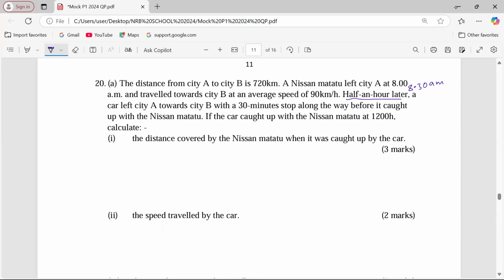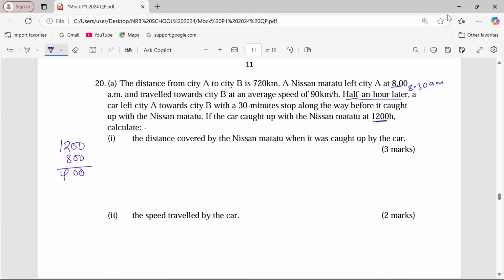If the car caught up with the Nissan Matatu at 12:00 hours, calculate part 1, the distance covered by the Nissan Matatu when it was caught up by the car. You know, the Nissan Matatu is the one that began the journey at exactly 8, and now it's being caught up by this car at 12 noon.